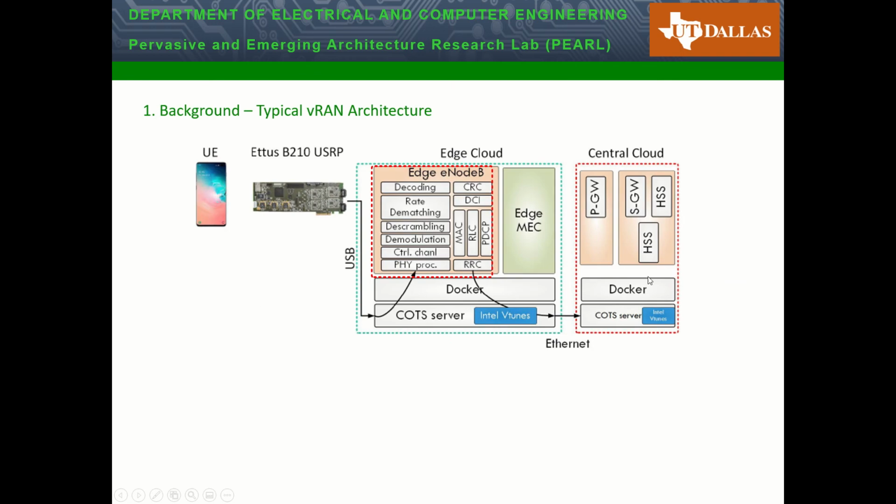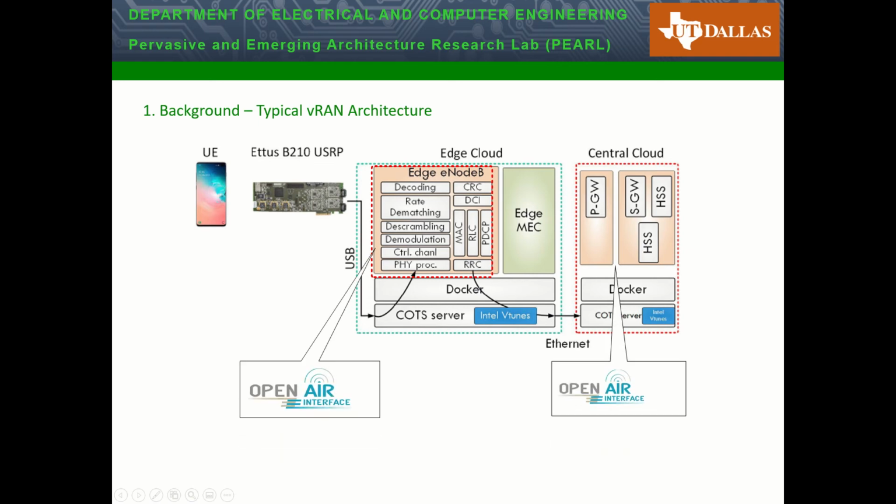For this part, I will introduce a typical VRAN architecture. The figure shows an uplink path and the key network functions in the eNodeB and core network. A data flow is shown in the figure. We choose OpenAirInterface as our VRAN framework because OAI is the most complete open source VRAN platform. The version we use for the eNodeB is 2018 W25, and the version we use for the core network is the version developed.